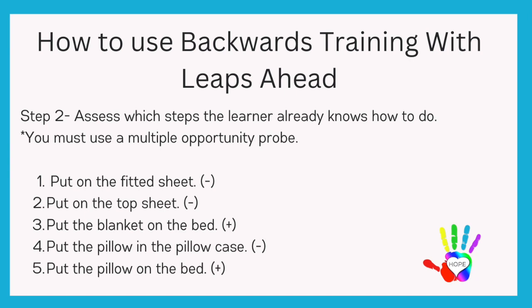With the multiple opportunity probe, we're going to let them try every step. So if they struggle on a step, we just help them and then let them try the next step independently. So obviously, in order to know which steps the learner knows how to do and doesn't know how to do, you're going to have to use a multiple opportunity probe if you're going to think about using backward chaining with leaps ahead. So here I have the learner could not put on the fitted sheet. I can't either, but could not put on the top sheet. He was able to put the blanket on. He could not put the pillow in the pillowcases, and he could put the pillow on the bed.